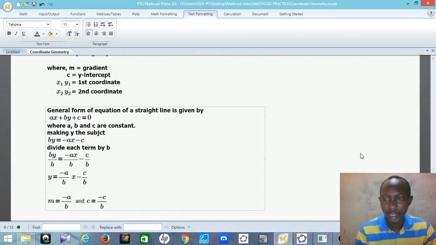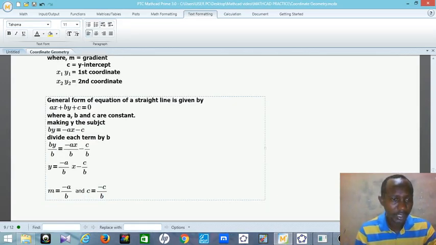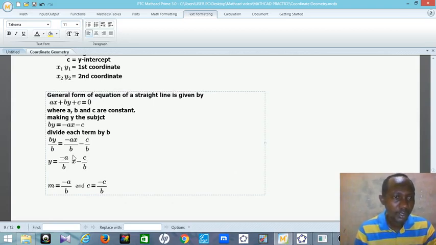So this is what I wanted you to understand. We can call this the general equation of a straight line. You can also call this form too. All you just need to do is replace minus a over b with m. You are going to have y equals mx. Then replace minus c over b with c, which gives mx plus c. So that is what we are saying.